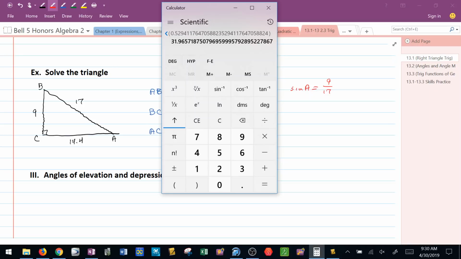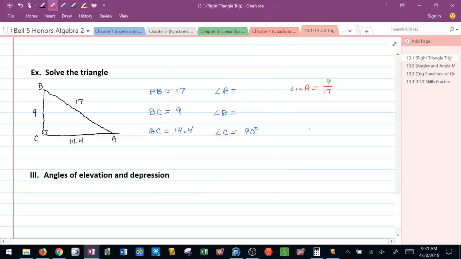Now, I'm going to round this to the nearest tenth, but it would round to 32.0. So angle A is 32.0 degrees. And because I'm rounding to the nearest tenth, I'm going to put that tenth in there.